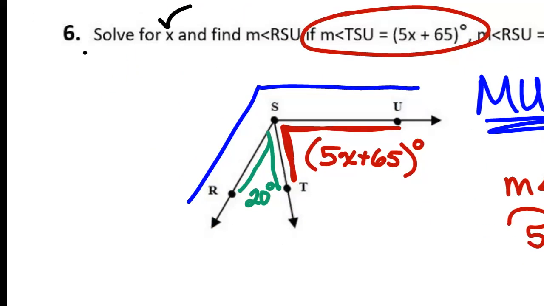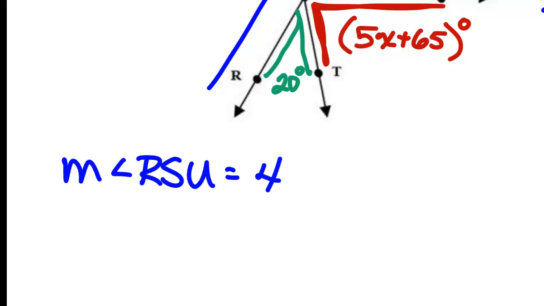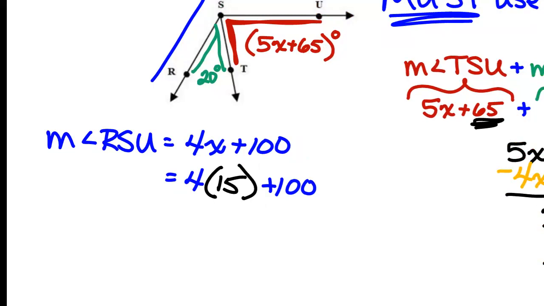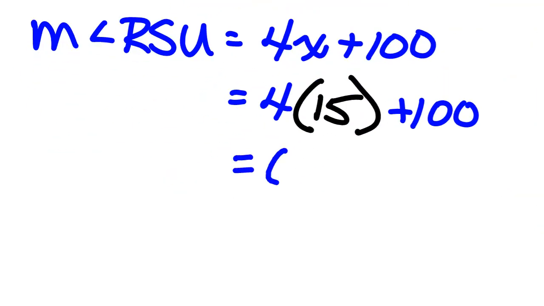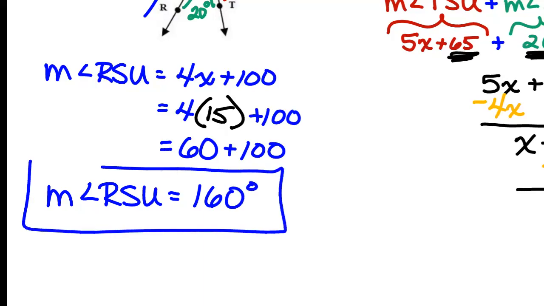Is there anything else I needed to do in this problem? I need to find the measurement of angle RSU. Well, what was the measurement of angle RSU that we were given? 4x plus 100. And now we know that x is how big? X is 15, so I'm going to substitute that in the place of x. What is 4 times 15? 60. And 60 plus 100? 160. So the measurement of angle RSU is 160 degrees.